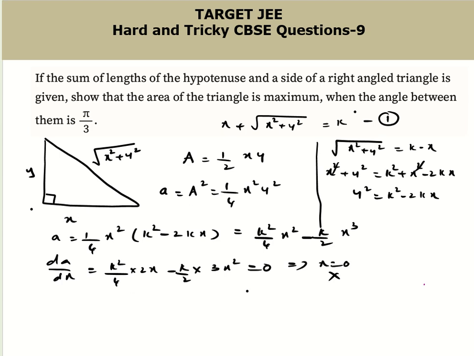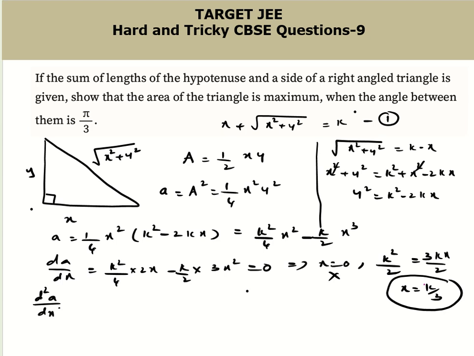So what is the other case? The other case is going to be k square by 2 is equal to, if you cancel a 2 and an x, you remove an x, on this side you get 3kx by 2. So you can cancel a k, you can cancel a 2, you get x is equal to k by 3. This is possible. Let us check the second derivative test.